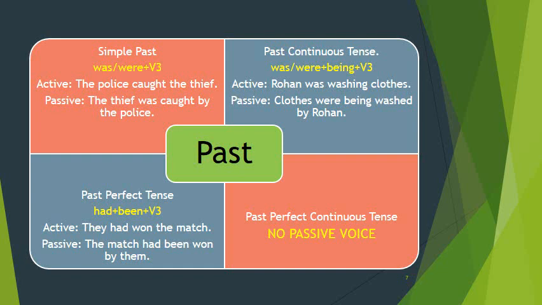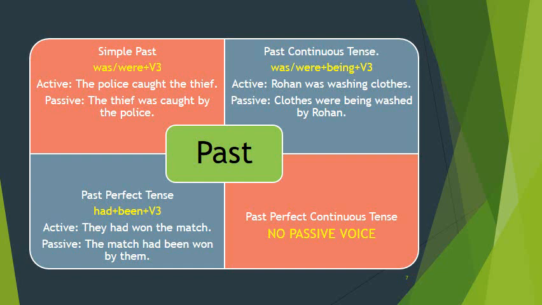In simple past tense, the rule to change into passive voice is was or were plus third form of the verb. Example, the police caught the thief. The passive will be the thief was caught by the police.